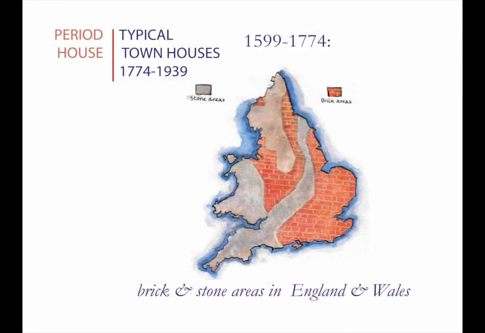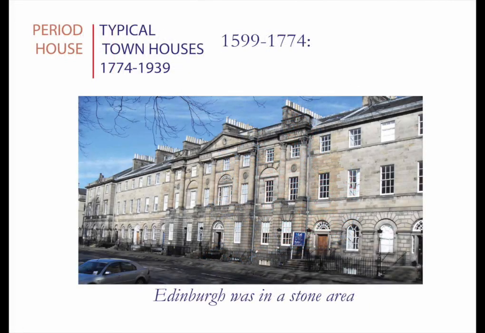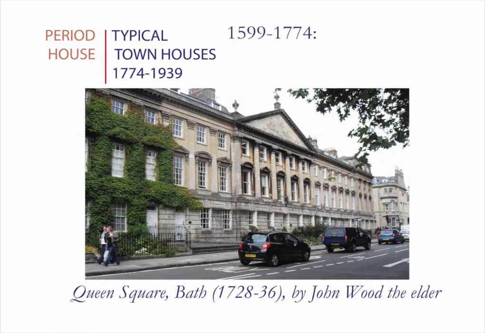Stone could be used in areas where it was available nearby. If not, locally made bricks were used. Unlike London, Edinburgh and Bath were in stone areas. In Bath, a mid-18th century boom town, ambitious architects succeeded in selling the terrace to an upmarket clientele.